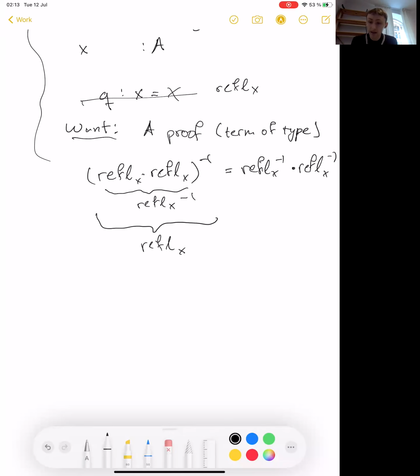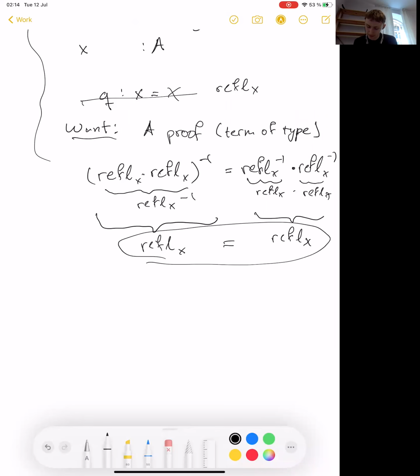But on the right-hand side, you get the same thing. REFL inverse is just REFL. So this whole thing is just REFL composed with REFL. And I just said that REFL composed with REFL is just REFL. So actually this is literally just REFL. So now our new goal is proving that REFL equals REFL.